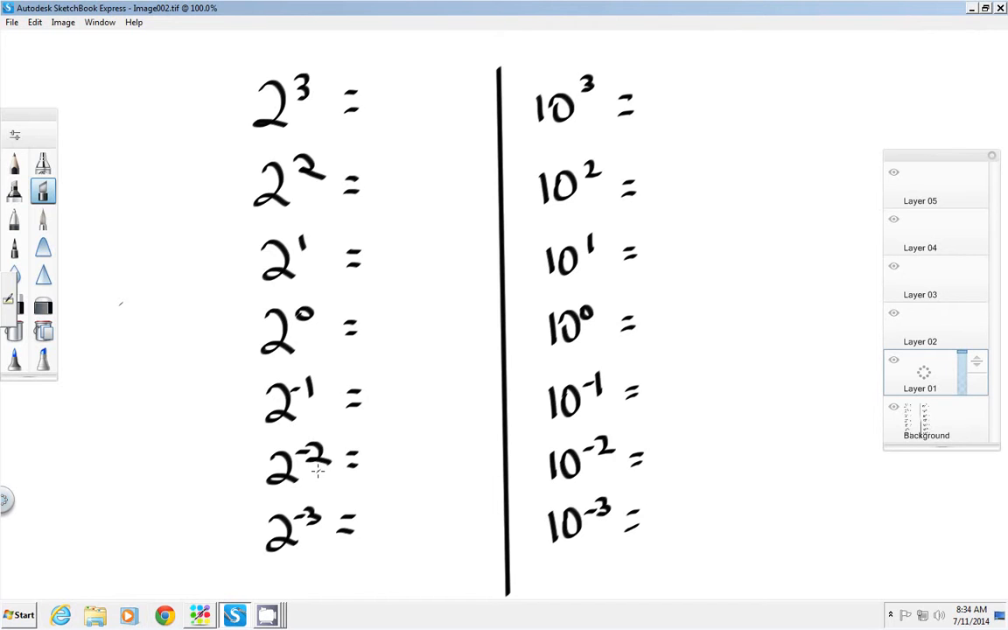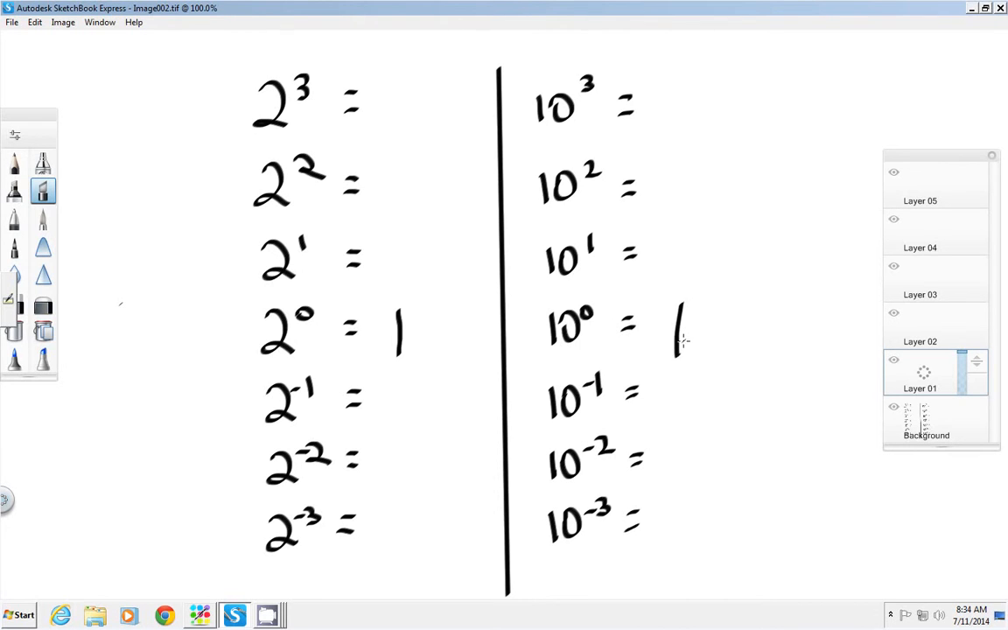This is Mr. Martin. I want to talk to you about negative exponents today because we've already discovered what it means for a base to be raised to zero power. We did that on our previous slides, and we know that anything to the zero power, no matter what, is going to be a 1.